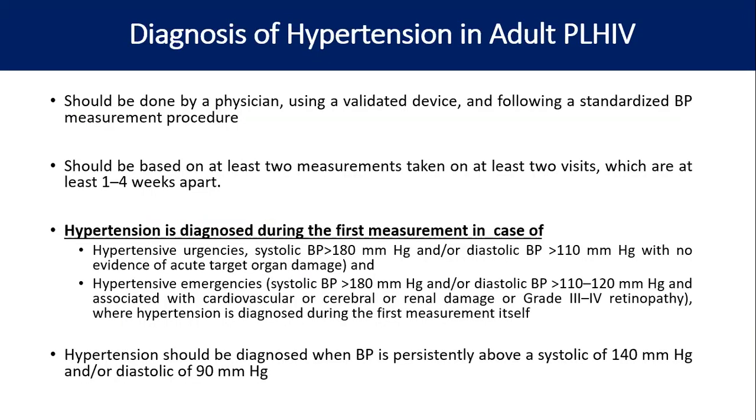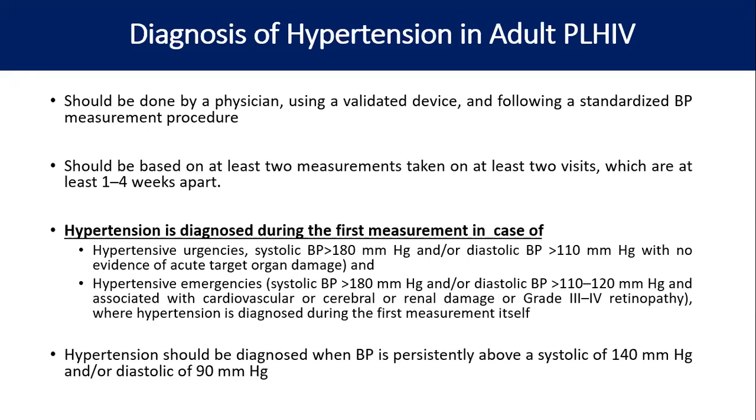Then diagnosis of hypertension is done by 2 measurements at 2 visits, separated by at least 1 to 4 weeks. If the patient is found to have systolic blood pressure of more than 140 on 2 occasions, and diastolic blood pressure of more than 90 millimeter Hg on 2 occasions, then we can label him as having hypertension, and we should implement lifestyle modification and other treatment as per the guideline.